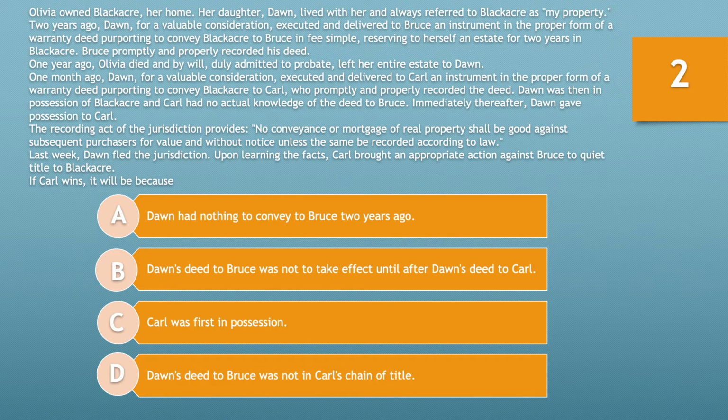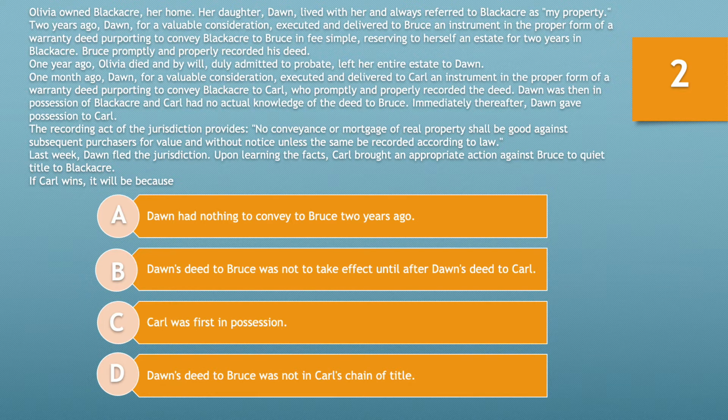Bruce promptly and properly recorded his deed. 1 year ago, Olivia died, and by will, duly admitted to probate, left her entire estate to Dawn. 1 month ago, Dawn, for a valuable consideration, executed and delivered to Carl an instrument in the proper form of a warranty deed purporting to convey Blackacre to Carl, who promptly and properly recorded the deed.